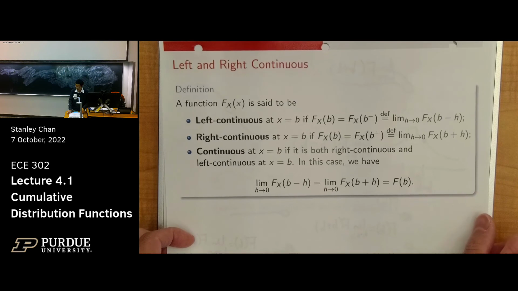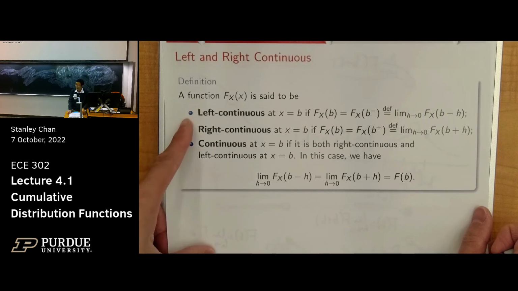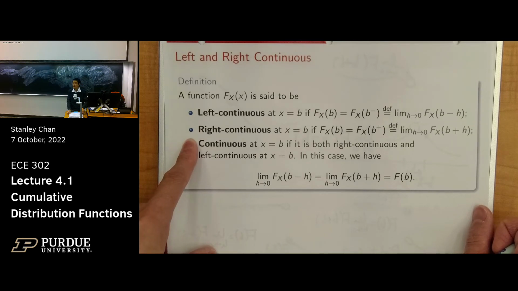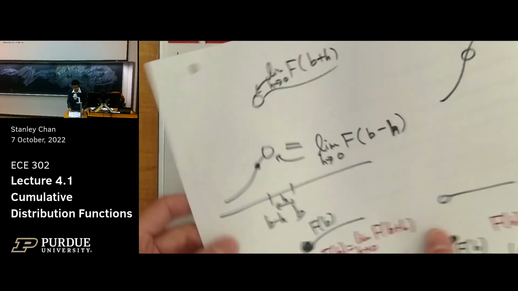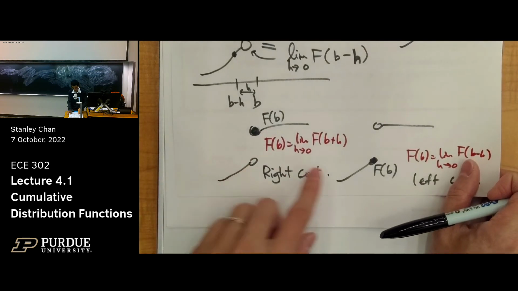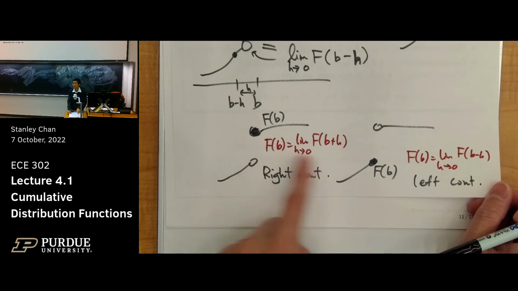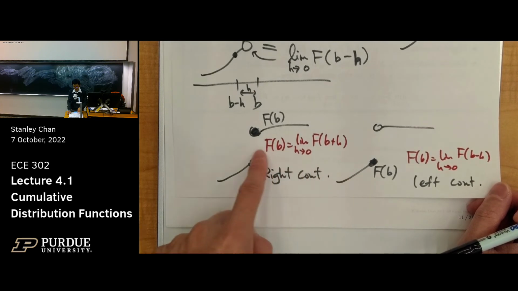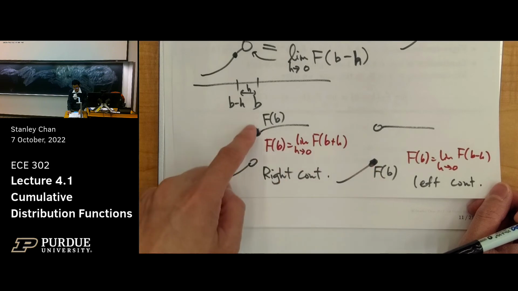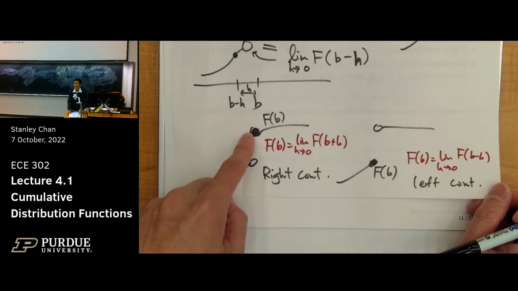A CDF is left or right? Make a guess. Is it left continuous or is it right continuous? Which one? Should you define the solid dot here or should you define the solid dot there?